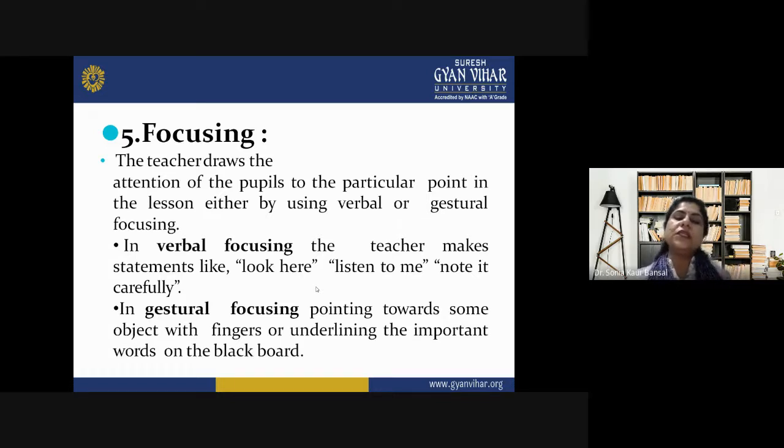In verbal focusing, the teacher makes statements like look here, listen to me. So the teacher is giving verbal focusing to the students. Note it carefully. Then in gestural focusing, there is pointing towards some object with fingers or underlining the important words on the blackboard. So equally it is very important. Gesture is always very important, but as well as giving gestures to focus, this is also important.